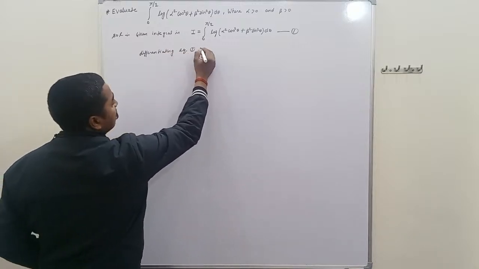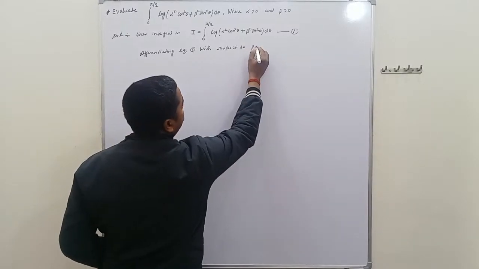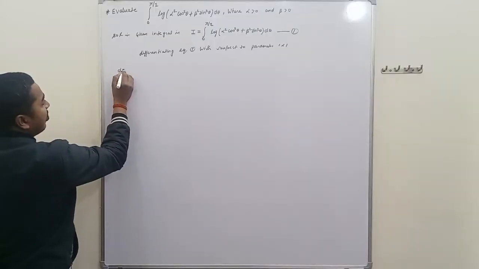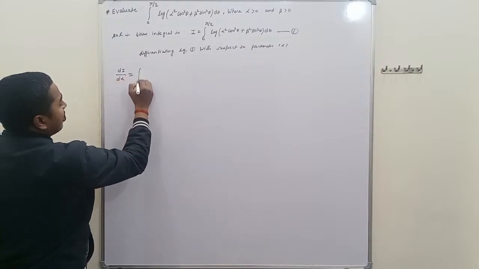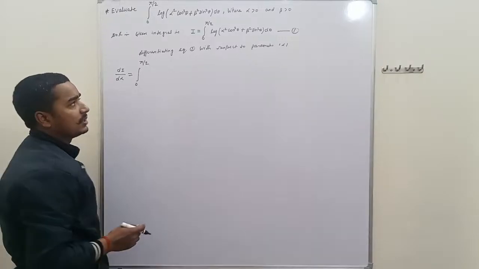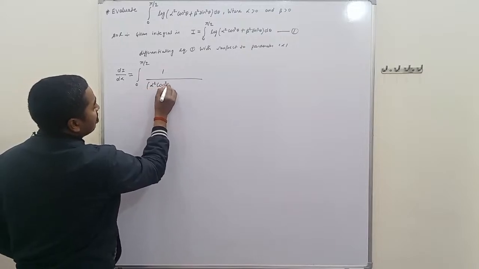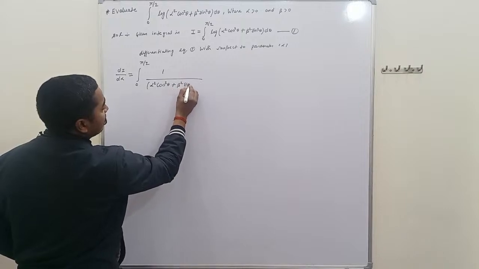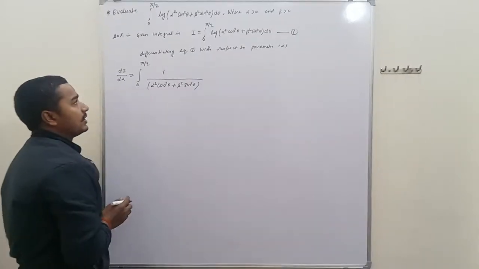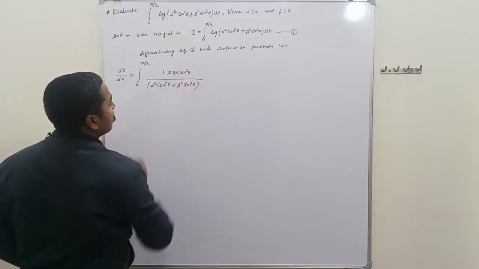differentiating equation 1 with respect to parameter alpha, that is dI upon d alpha is equal to, here is 0 to pi by 2 the integration limit, and we know that the differentiation of log x is 1 upon x, so we write 1 upon alpha square cos square theta plus beta square sin square theta, and again we have to differentiate what is in the bracket, that is alpha square cos square theta, differentiating with respect to alpha, that is into 2 alpha cos square theta, and this is d theta.